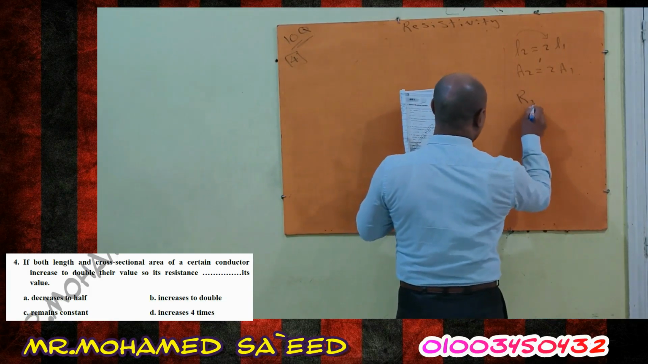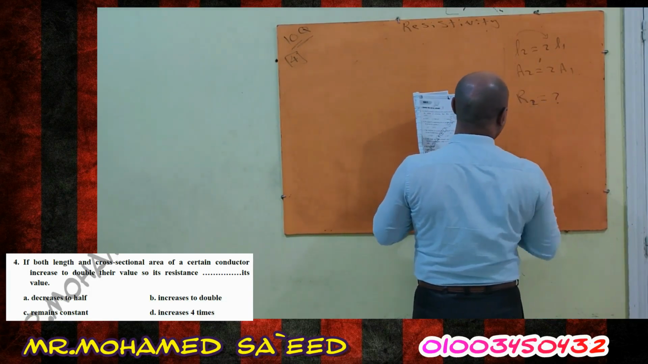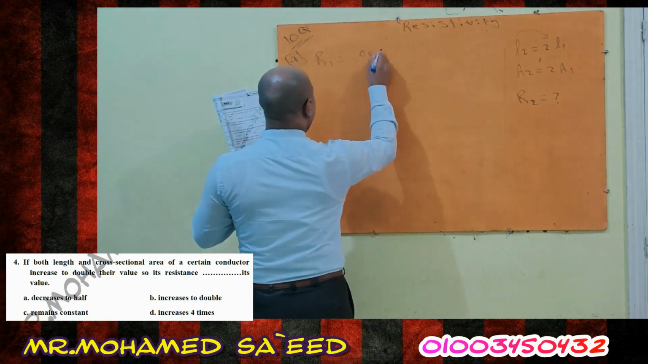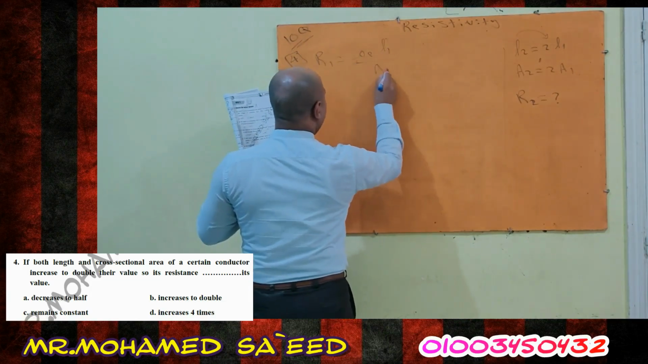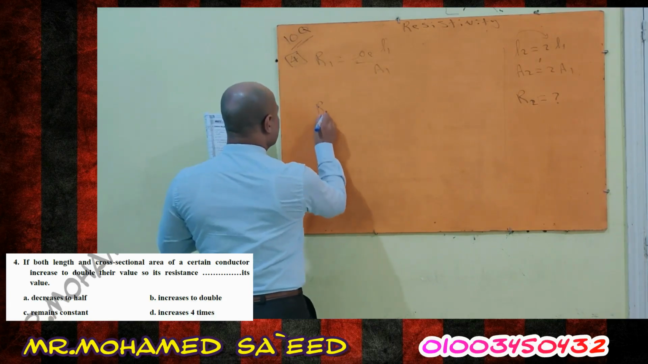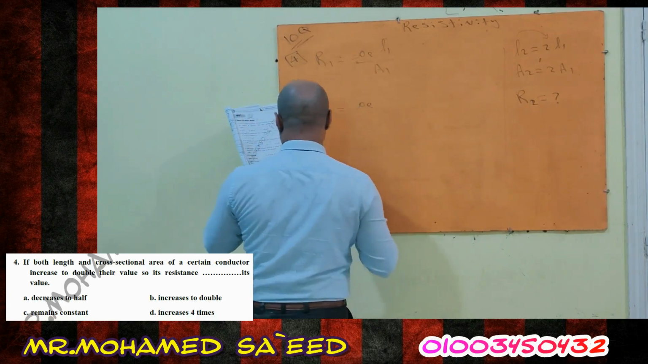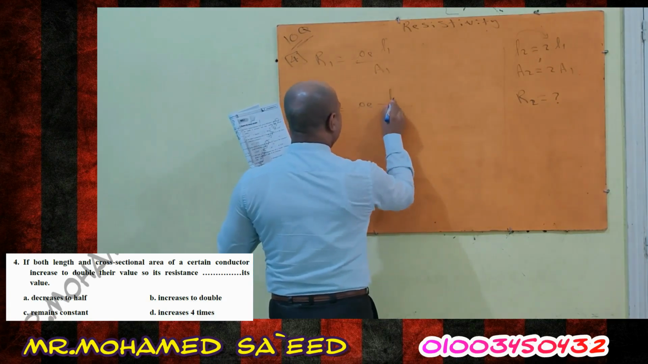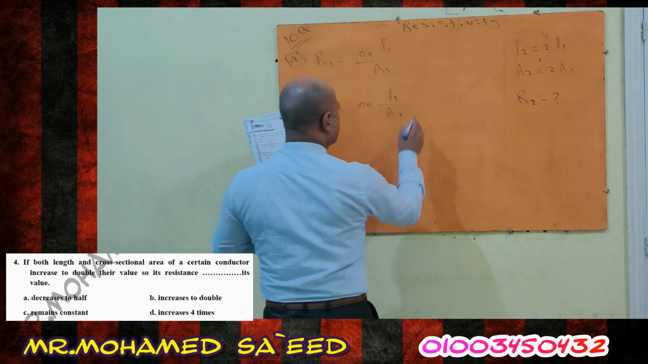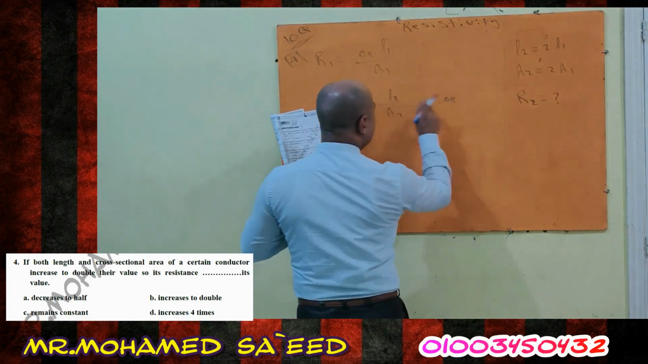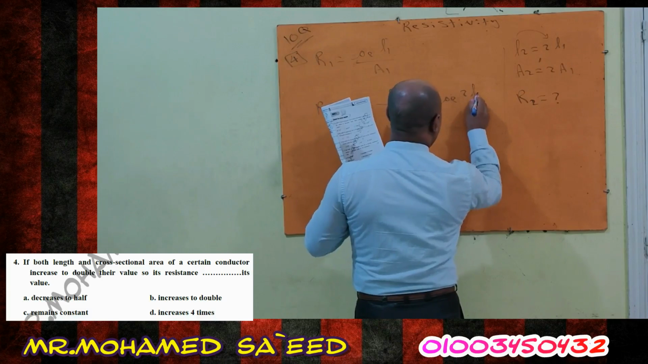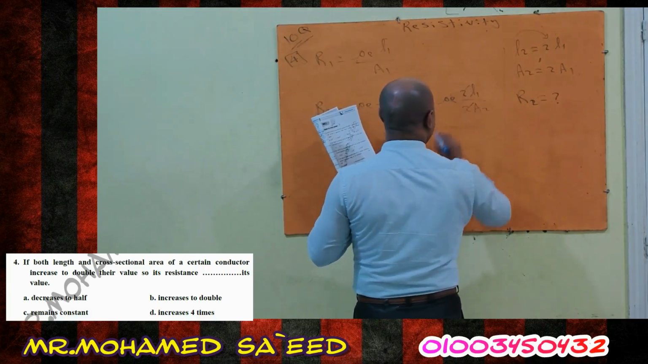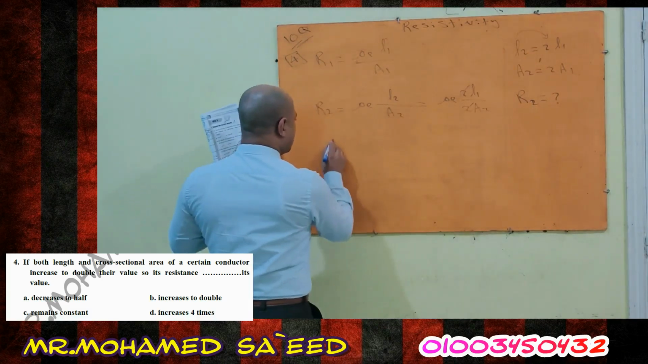So R2 equals what? We suppose that R1 equals rho L1 over A1. So R2 equals rho, because it is made of the same substance, rho L2 over A2, which equals rho. L2 equals what? 2L1, over A2, 2A1. So 2 cancels with 2.